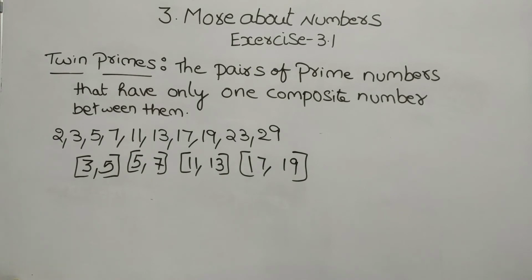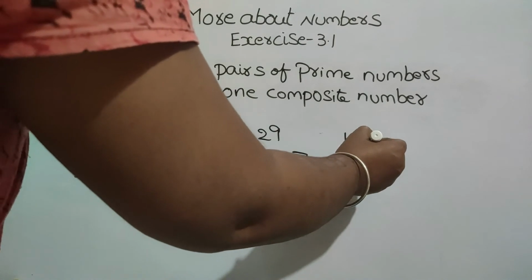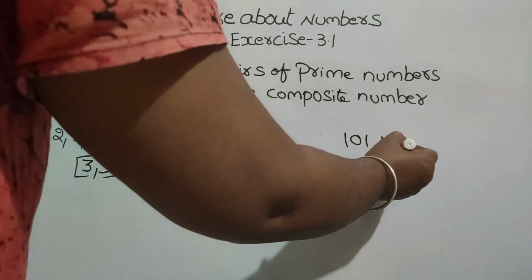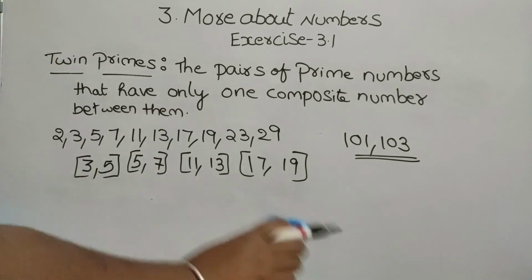In the second question, find the pair of twin primes greater than 100 and less than 110. Greater than 100: 101, 103. This is the twin prime pair which is less than 110. This ends this question. Moving on to the next question.